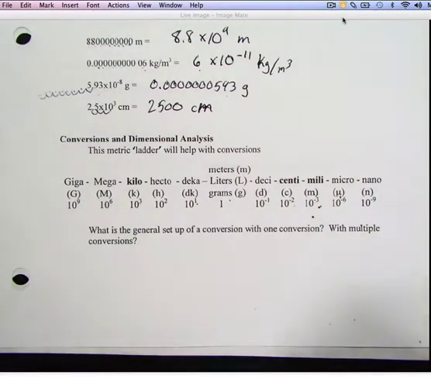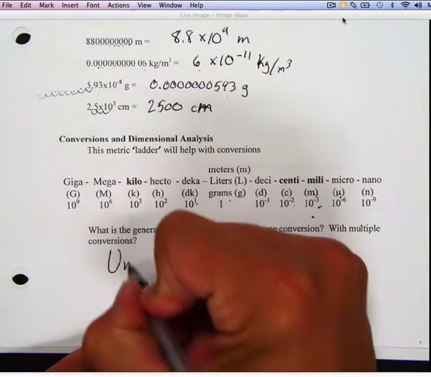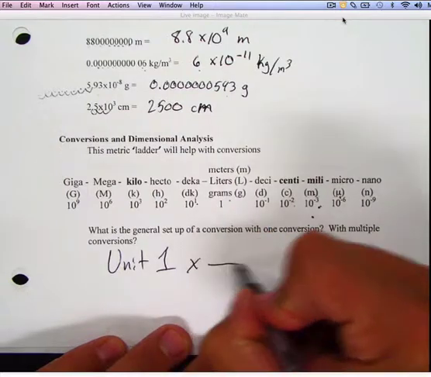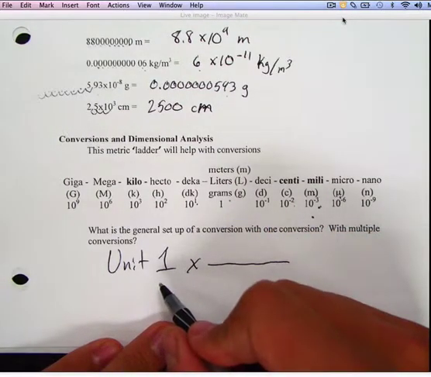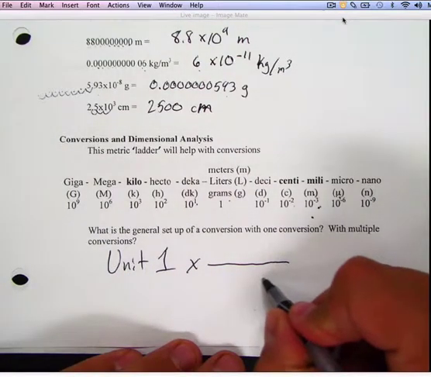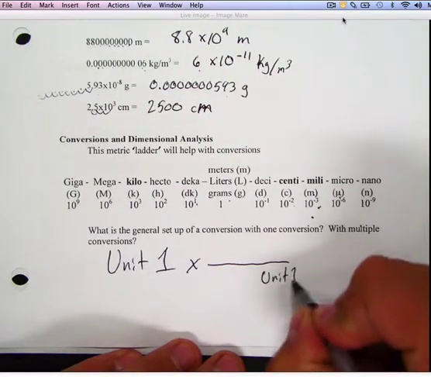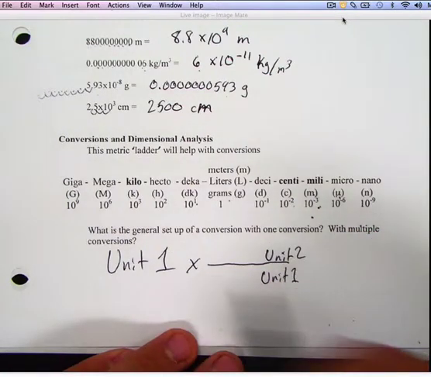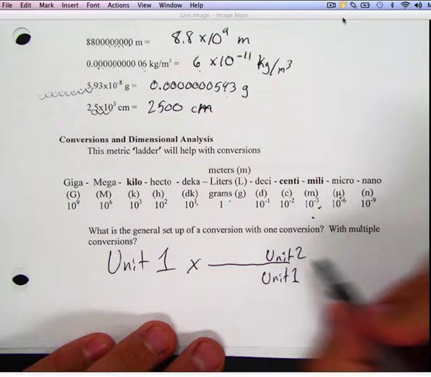So what does a basic setup look like for dimensional analysis or conversions? Here's what's going to work out. It's going to work out something like this. Say you have unit 1. And then to change that unit 1 into a different unit, like say I'm going from centimeters to meters, I got to have unit 1 down here so it cancels out, and I want to go to unit 2 up here. So this is a one-step conversion.